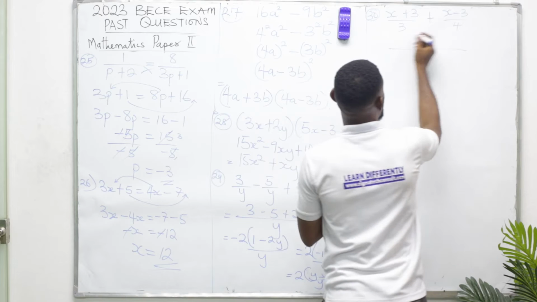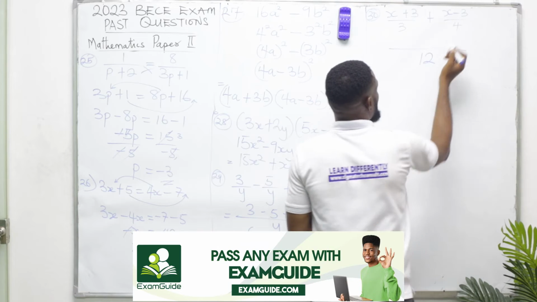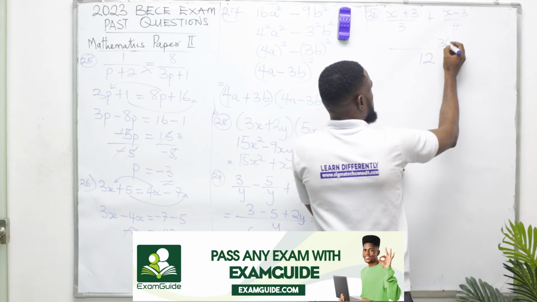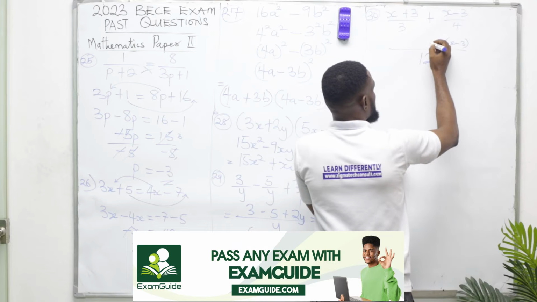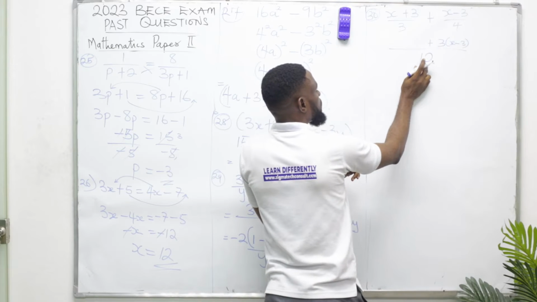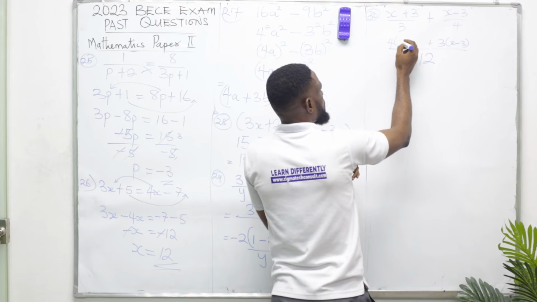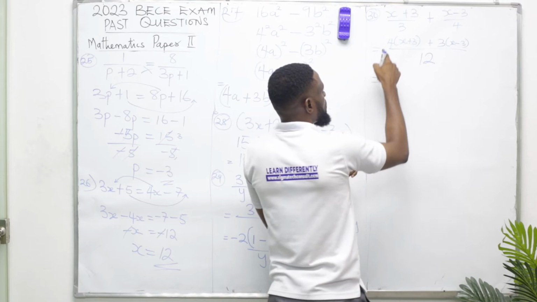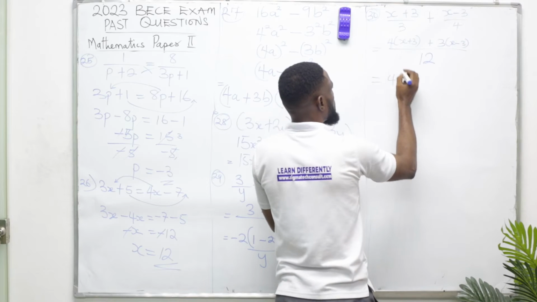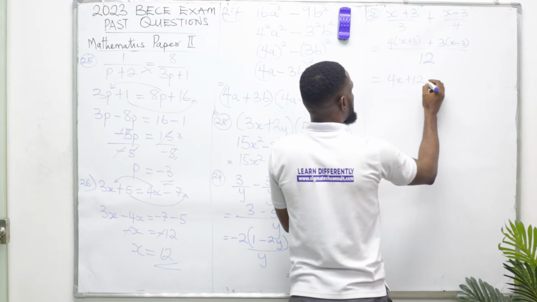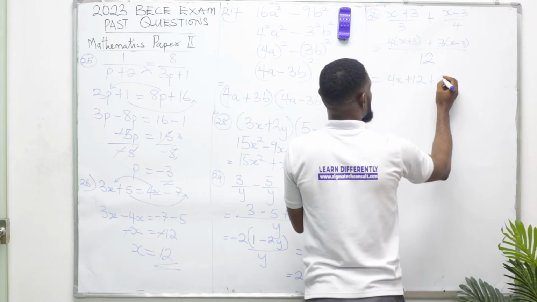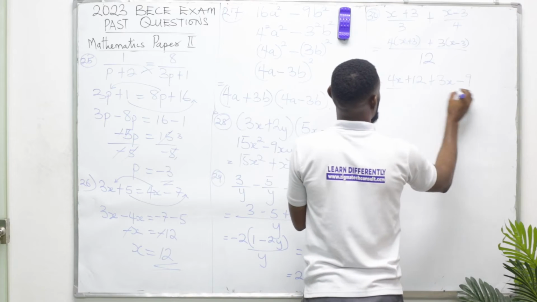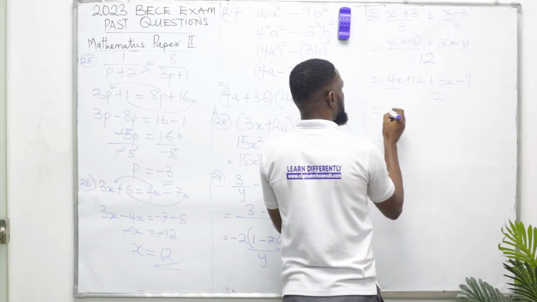So the LCM of 3 and 4 is 12. 4 into 12 is 3, so 3 times all this means 3 into x minus 3, plus 3 into 12 is 4, so 4 times all this means 4 into x plus 3. We close the bracket. So we move next: 4 times x is 4x, 4 times 3 is 12, plus 3 times x is 3x, 3 times minus 3 is minus 9, all over 12, right?